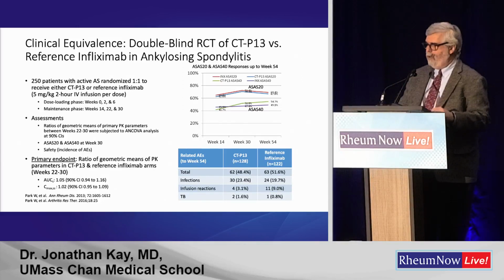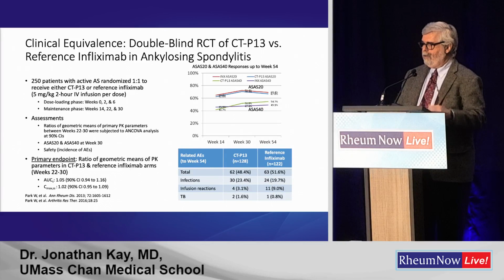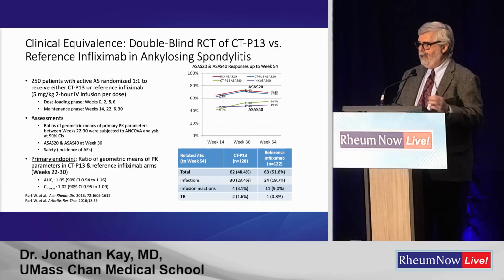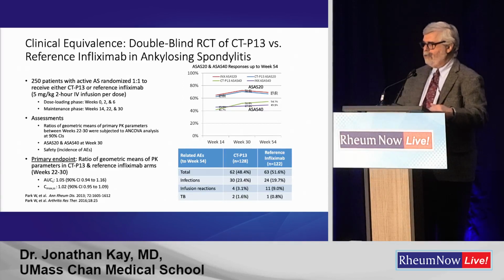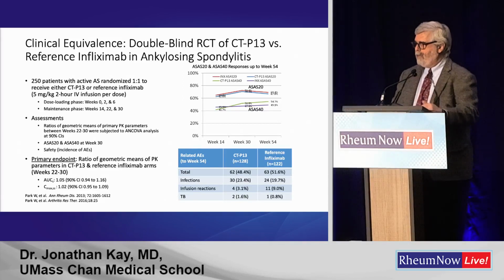The primary endpoint was met. The ratio for the area under the curve tau was 1.05, and 90% confidence intervals fell within the equivalence range of 0.8 to 1.25, which is plus or minus 20% log transformed. The maximal concentration at steady state also met those criteria.